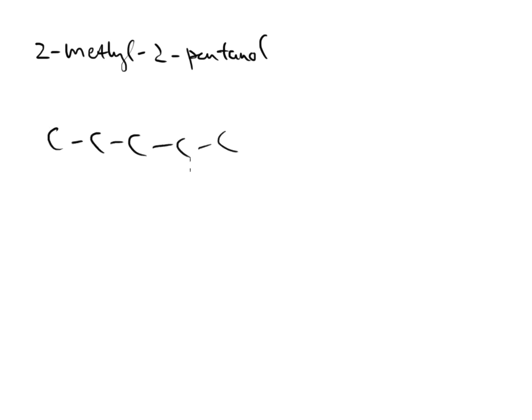Let's take a look at number 3. Number 3 was a 2-methyl-2-pentanol. All right, so 2-methyl-2-pentanol, pent: 1, 2, 3, 4, 5. And on carbon 2, I have a methyl group, and on carbon 2, I have an OH group.